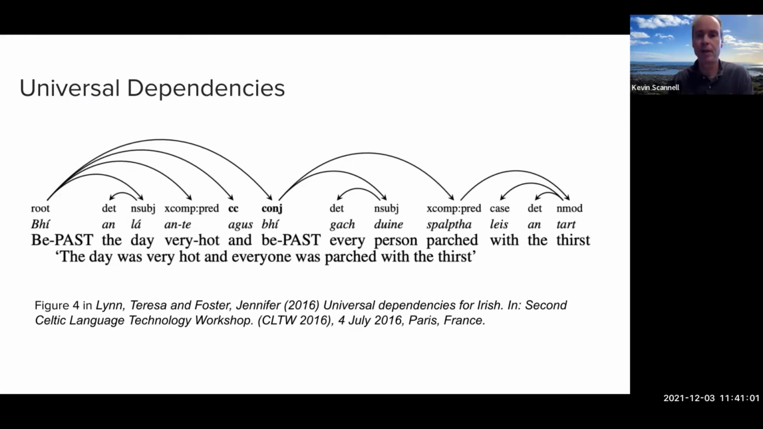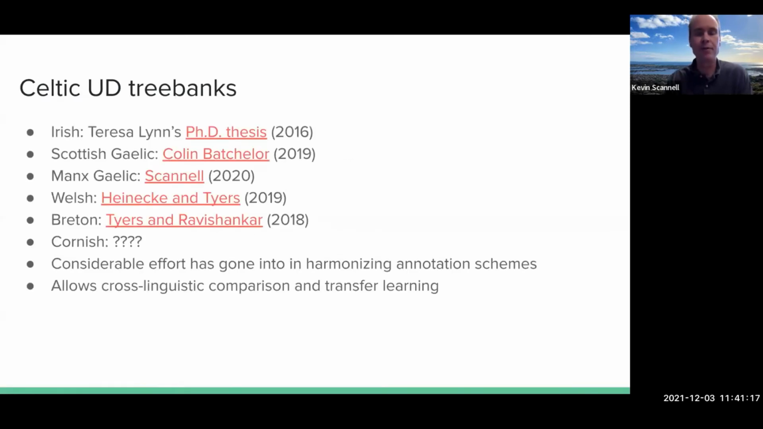So this is an example from the Irish tree bank, which, well, I have citations on the next page, but goes back to Teresa Lynn's PhD work. She finished in 2016. So the good news is that there are tree banks for 5 of the 6 Celtic languages. So I mentioned Teresa's PhD thesis in 2016. There is a very good one for Scottish Gaelic by Colin Batchelor. I worked on a Manx tree bank last year, when I was in Connemara.